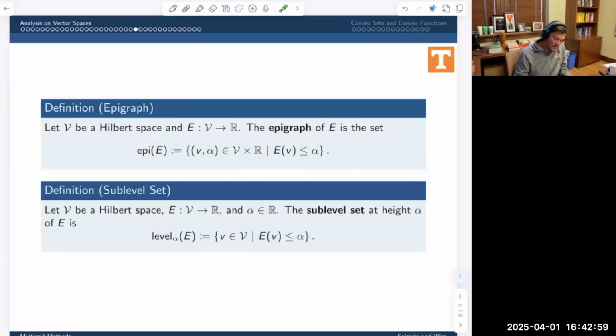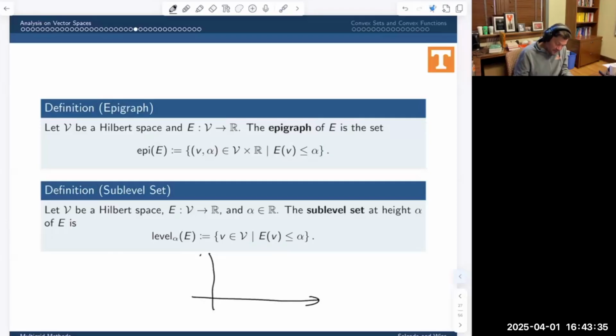I also need another definition, which we're going to use later. Let V be a Hilbert space and E be a nonlinear functional, and alpha be some number in R. Then the sublevel set at height alpha of E, denoted like this, level sub alpha of E, is equal to the set of all points in the Hilbert space such that E of v is less than or equal to alpha. This one is much easier to visualize.